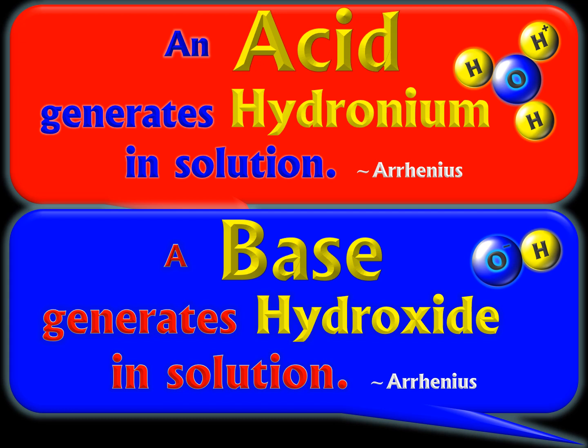So the Arrhenius definition of an acid is a chemical that generates hydronium in solution. The Arrhenius definition of a base is a chemical that generates hydroxide in solution. You should definitely know these definitions, and if you're not sure which definition to use, this is the one to use. These are the default definitions for acids and bases, the ones that we use most of the time, and unless otherwise specified, this is the one I want you to use.